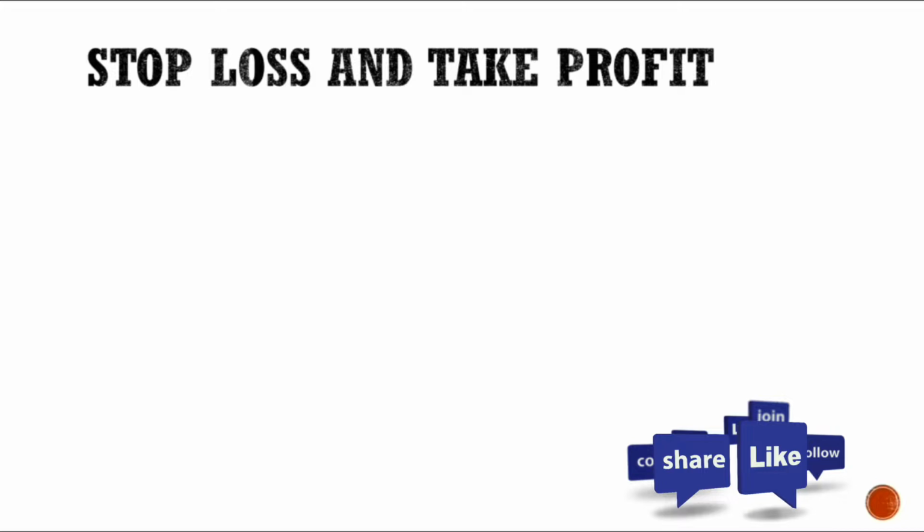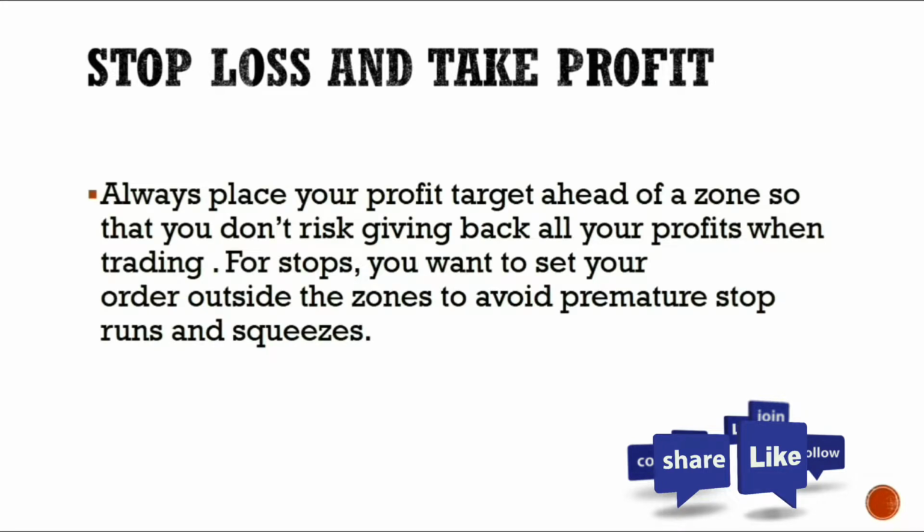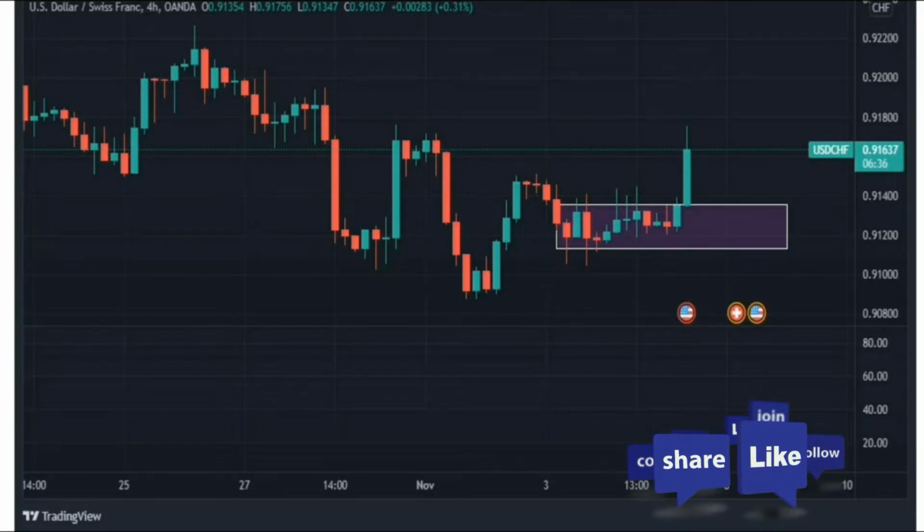So the first one is stop loss and take profit. When it comes to profit placing, supply and demand zones can be a great tool for that. It is important for traders to place their profit target ahead of a zone in order not to give their profit back when trading. And also for stops, you have to set your orders outside the zone to avoid premature stops run or squeeze. So if you look at our chart, we can set our stops below this demand zone where we can see price consolidating, and this can help us to avoid premature stops run.